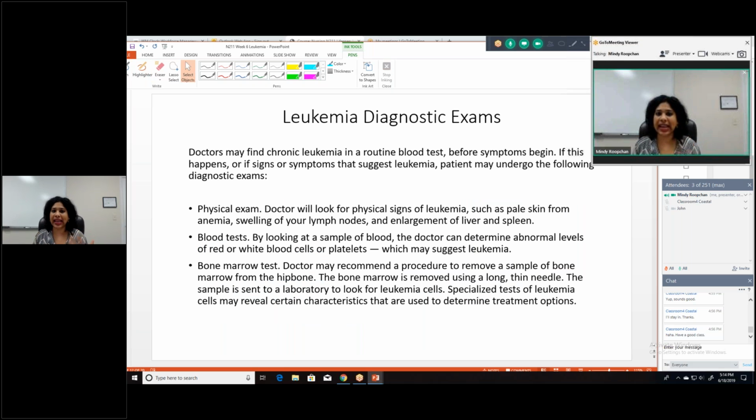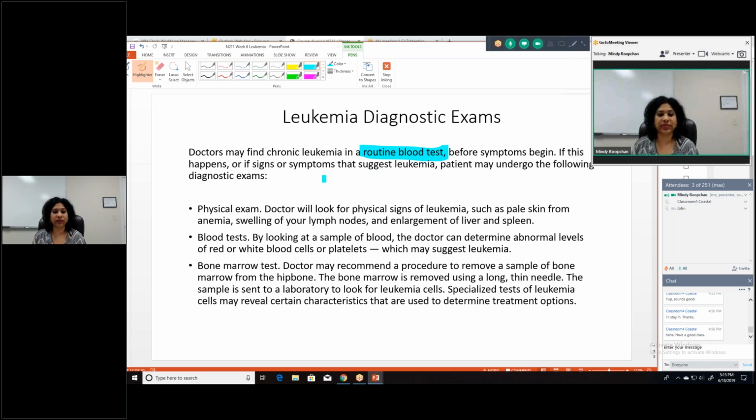It helps when we're doing an H&P on the patient and we're able to identify, do you have a family history of this? Have you ever had chemo? Do you smoke? You're asking all these questions because you're trying to understand, is that contributing to them having the leukemia? So some diagnostic exams, doctors may find leukemia in a routine blood test even before symptoms start.